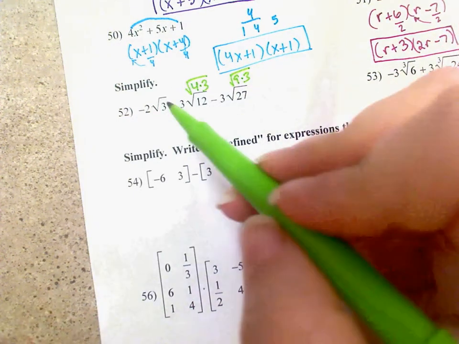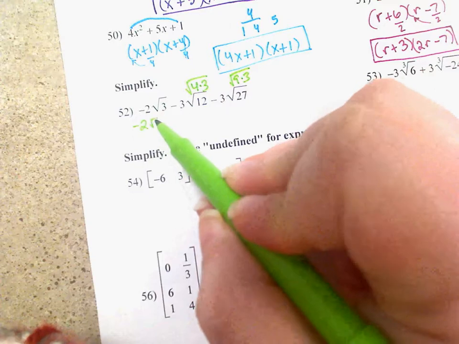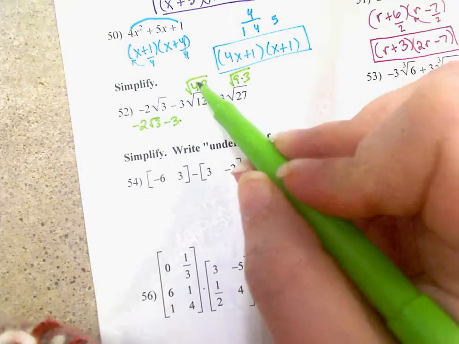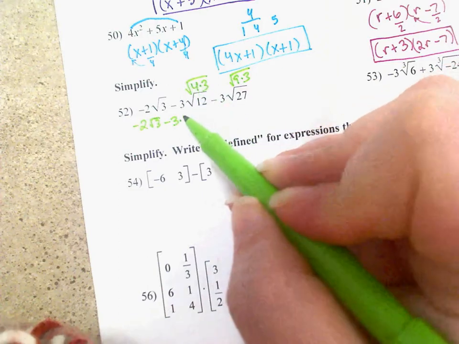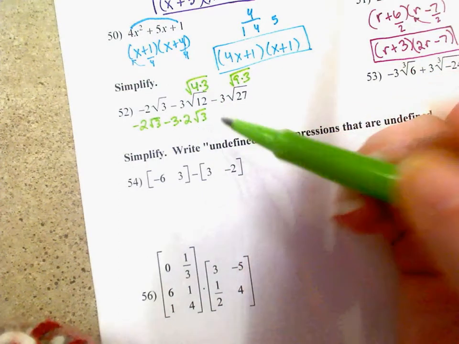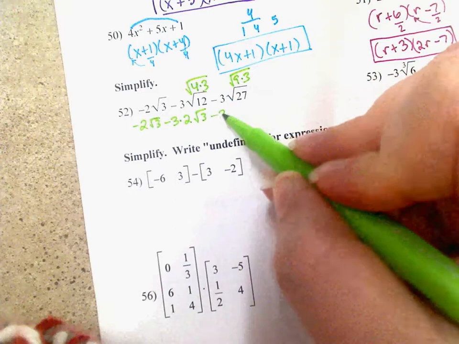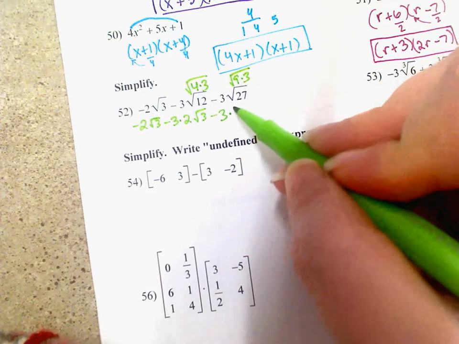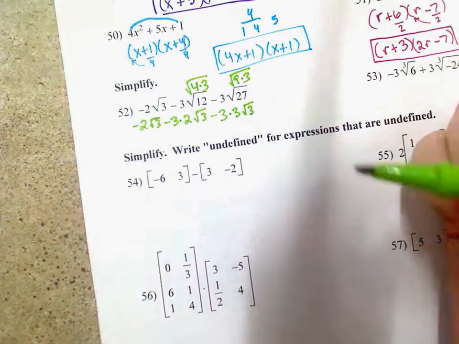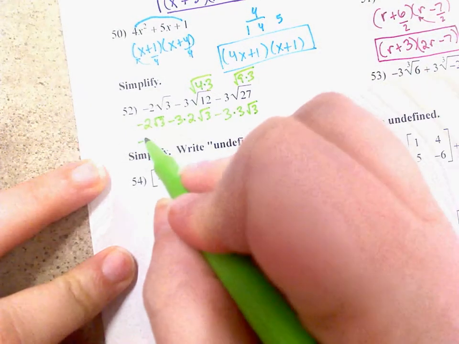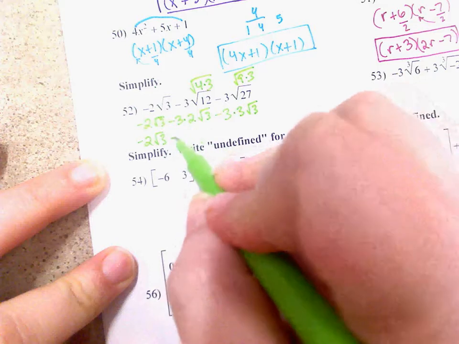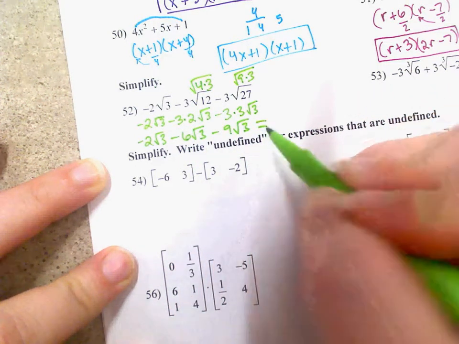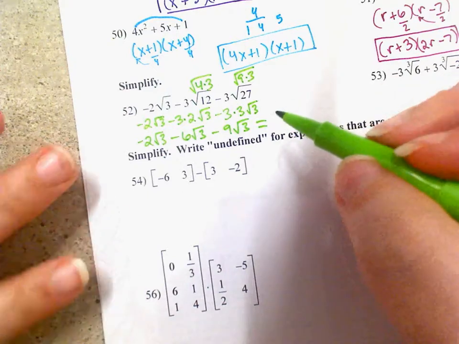So I've got negative 2 square roots of 3, minus 3 times the square root of 12, but the square root of 12 can be written as the square root of 4, which is 2, times the square root of 3. And then minus 3 times, well, the square root of 27 is the square root of 9 times 3. The square root of 9 is 3 times the square root of 3. So I've really got negative 2 square roots of 3, minus 6 square roots of 3, minus 9 square roots of 3, which is a negative 17 square roots of 3.